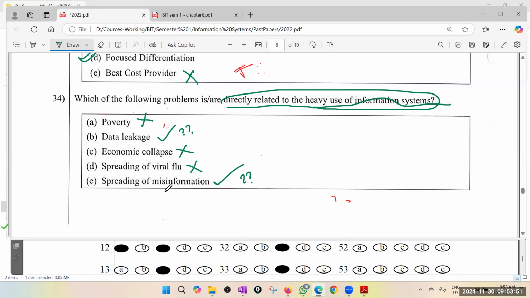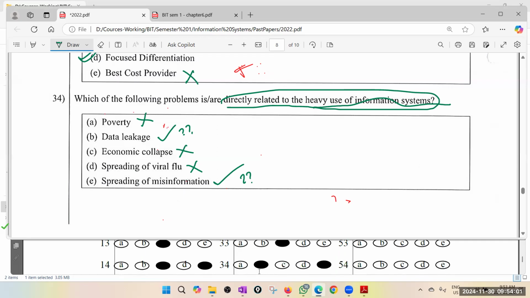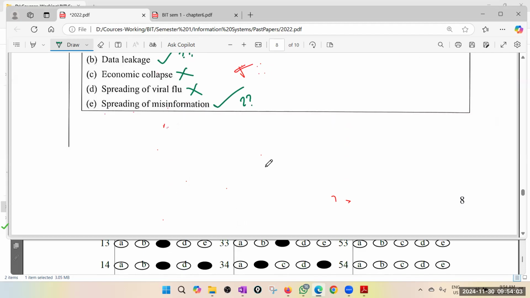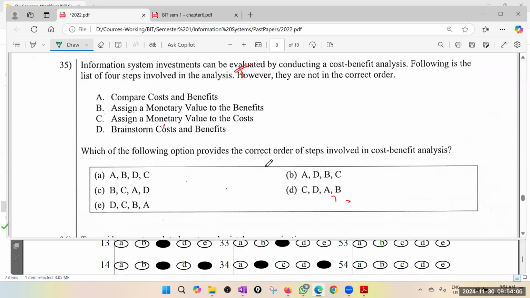Spreading of misinformation is also because we get more and more information, so there can be misinformation also. Yeah, I will go for B and E. Okay, 34, yes, B and E. 35. Information systems investments can be evaluated by conducting cost-benefit analysis.